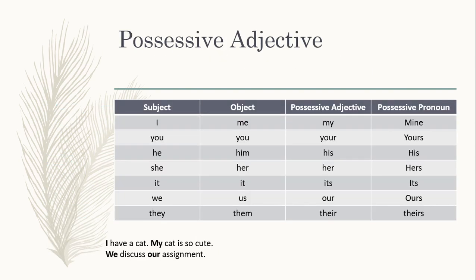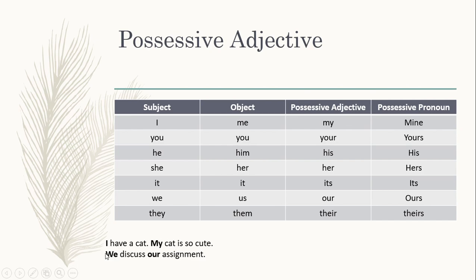And the last is possessive adjective. Possessive adjective itu digunakan untuk menyatakan bahwa benda tersebut adalah kepemilikan dari si subjek tersebut. Contohnya, I have a cat. My cat is so cute. Jadi otomatis my cat adalah kepemilikan dari si I tersebut. Dan biasanya possessive adjective akan diikuti oleh noun atau kata benda.